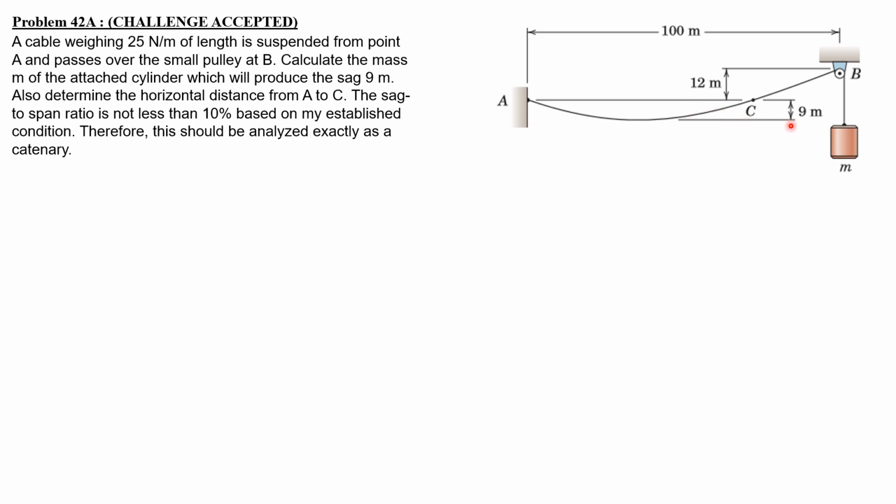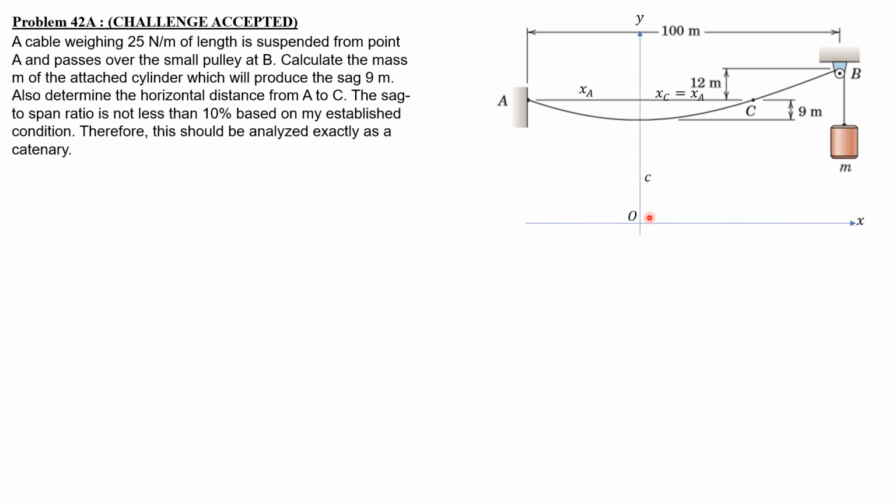But if you change this based on my established ratio, for instance, 12 will be changed to 5 meters and 9 will be changed to 4, so that we'll have a total sag through the horizontal line through B of 9 over 100, so that's 9%, then the answer would be very close to that of problem 42. So anyway, I solved this using the original data.